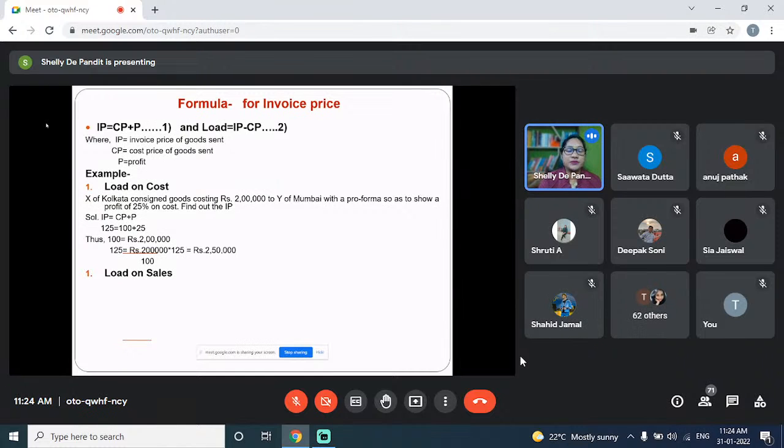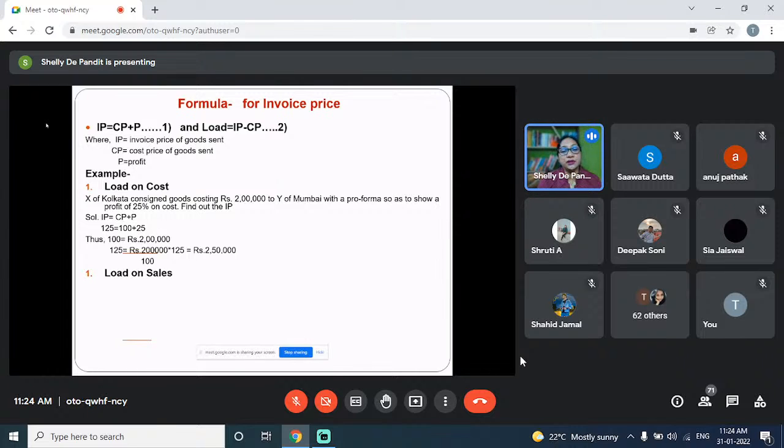Now I'm applying the simple unitary method. My 100 is CP, which is given in the sum as 2 lakh. So I can write 100 is equal to 2 lakh. Now what I want to find out is 125, which is my IP. By the unitary method, 2 lakh divided by 100 into 125 is rupees 2,50,000. Got my point? If somebody asks you to find out the load, what is the formula of load? IP minus CP. So your IP is 2,50,000 and your CP is 2 lakh.